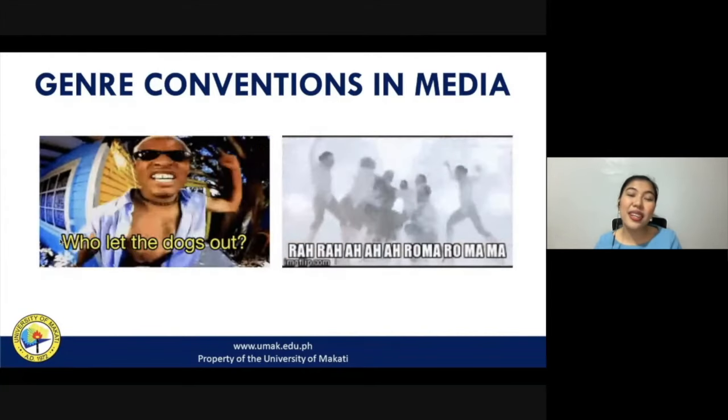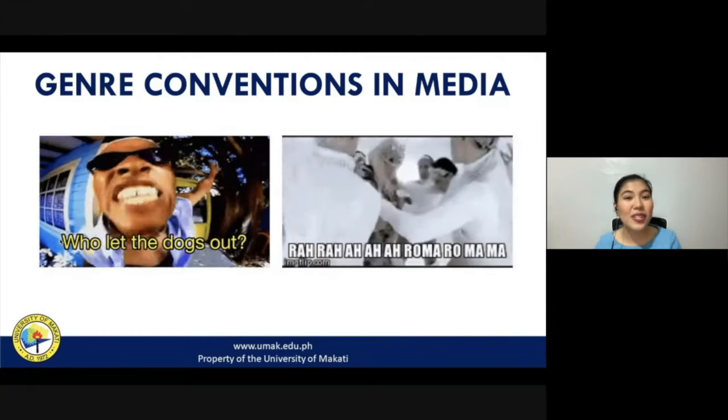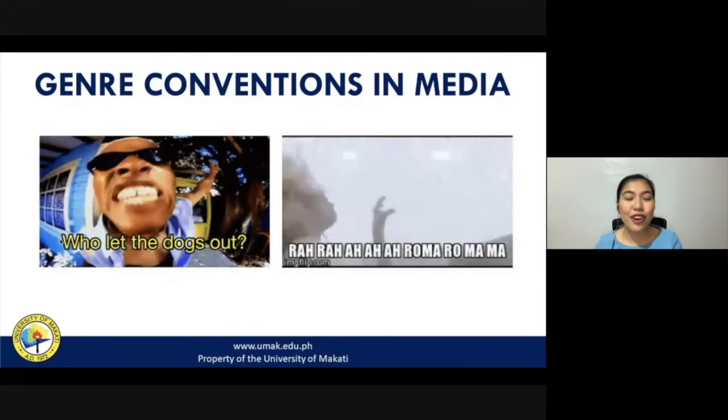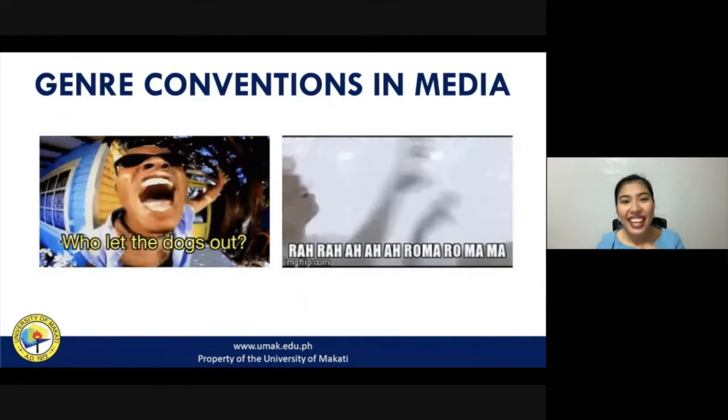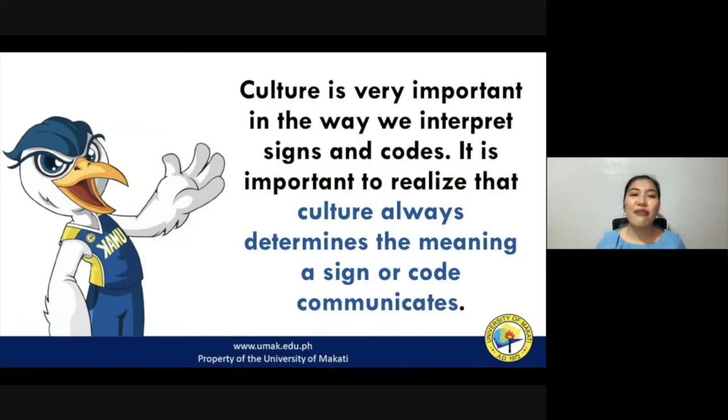In music, on the other hand, you would notice that for pop songs, there is constant repetition of lyrics, which actually makes pop songs popular and catchy. It is important to note, however, that in terms of media conventions, culture is very important in the way we interpret signs and codes. It is imperative that we understand that culture always determines the meaning a sign or code communicates. The interpretation of one group of people could be different from the interpretation of another.